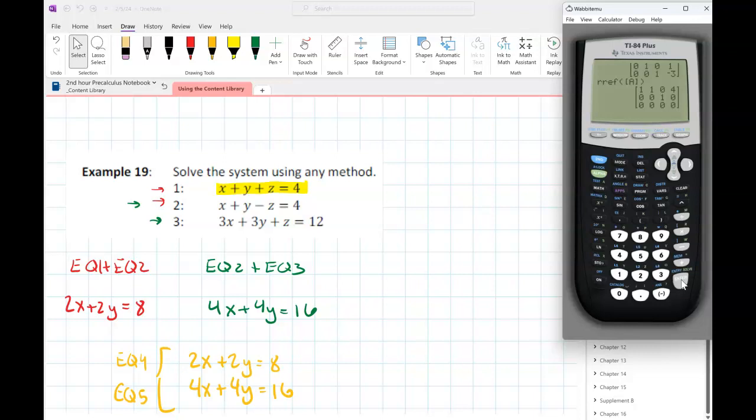What looks different about this output from my calculator than the previous one? This is the previous output, right? Notice how this square part on the left has that diagonal going down of just ones and then zeros everywhere else. That's what we're looking for if there's a single solution. Do we have that here? What do you notice is weird about one of the rows?